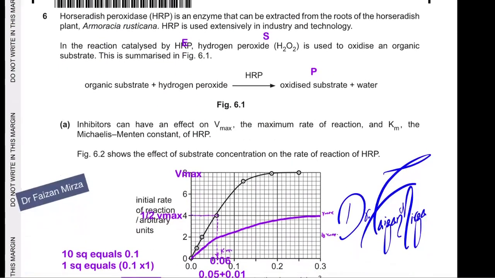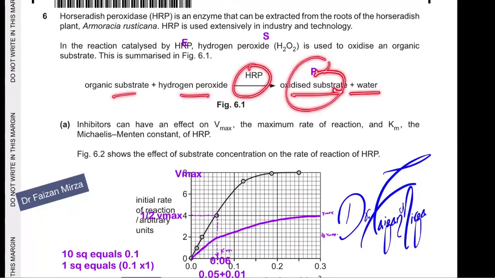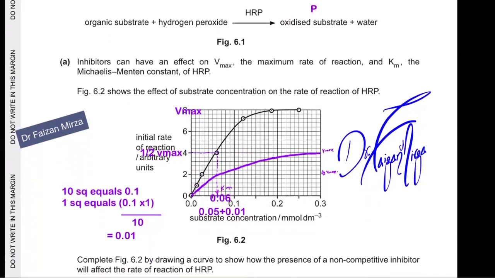Question number 6. This deals with an enzyme. You very well can recall what an enzyme is, how these enzymes work. So they are saying there's an enzyme HRP, horseradish peroxidase. It is extracted from this plant and is used in industry. The reaction catalyzed by HRP, which is the enzyme, is on the substrate H2O2 and is used to oxidize an organic substrate. The figure shows organic substrate plus hydrogen peroxide. HRP produces oxidized substrate, this is the product, and water is produced. Inhibitors can affect the Vmax.